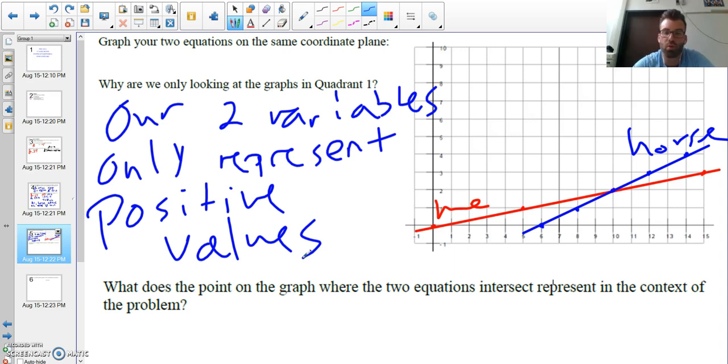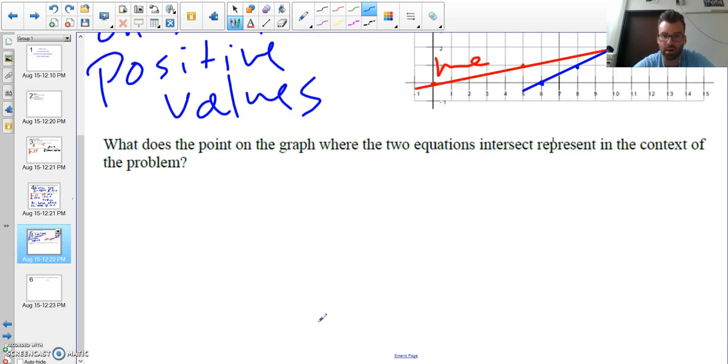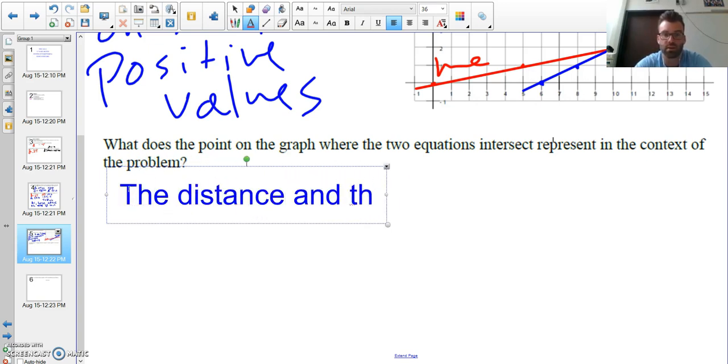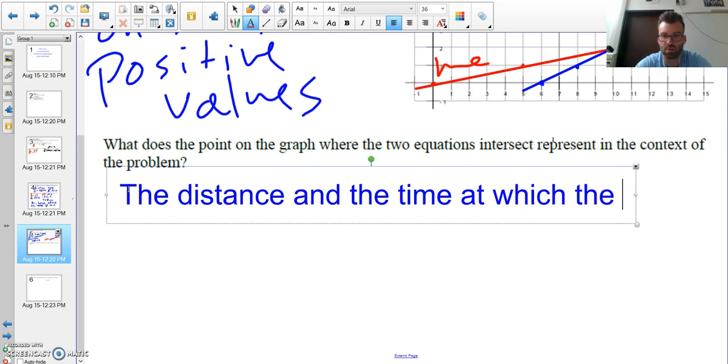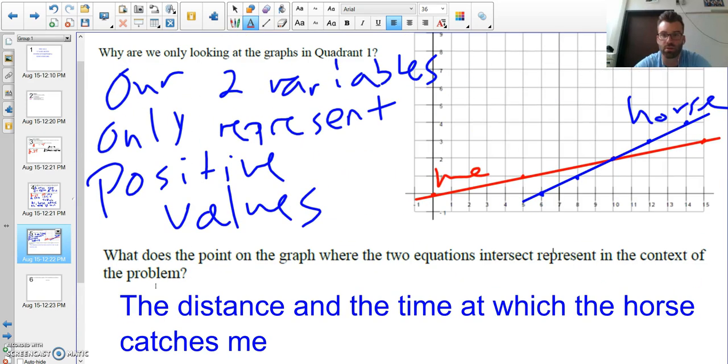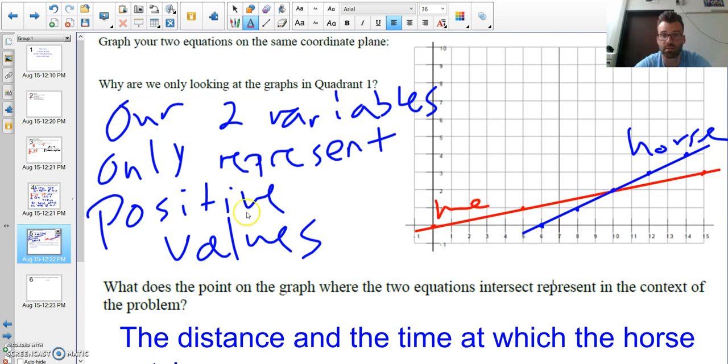Well, what does the point where the two equations intersect represent within the context of the problem? Why don't you pause it here and answer the question. Well, in the context of the problem, it's the distance and the time at which the horse catches me. The distance and time. All right. What's next?